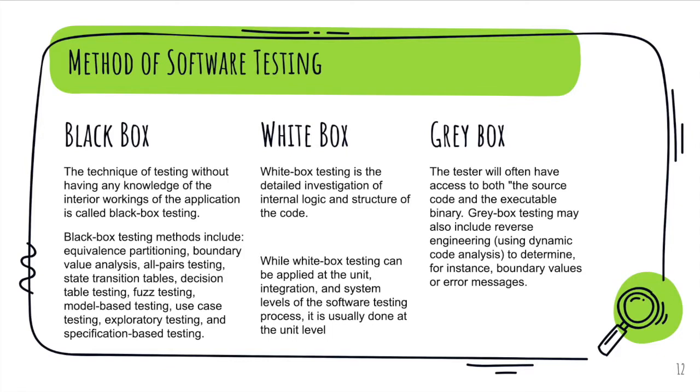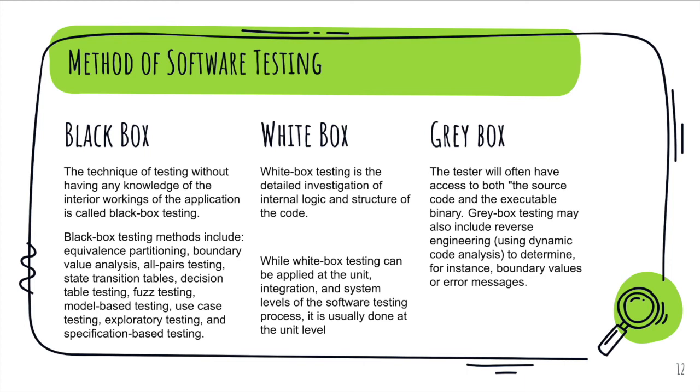So there are certain methods of software testing. One of the methods is black box testing, white box testing, and gray box testing. Black box testing is the technique of testing without having any knowledge of the interior working of the application. In black box testing, methods include equivalence partitioning, boundary value analysis, all pairs testing, state transition tables, decision table, fuzz testing, model based testing, use case testing, exploratory testing, and specification based testing.